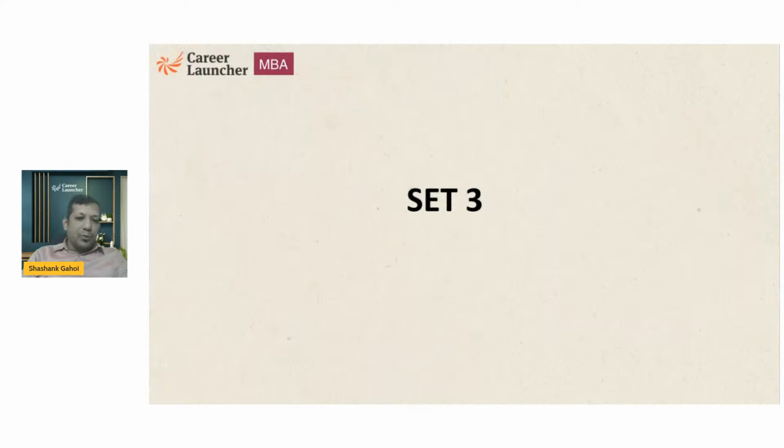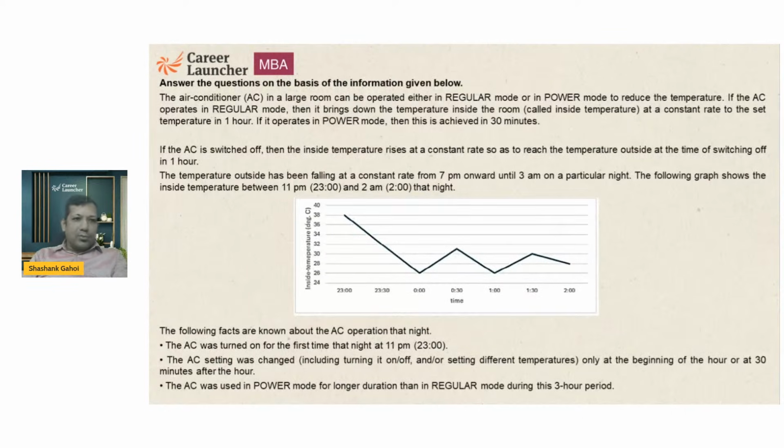Okay, now let's move on. This is the third set. In the last session, we have already done two sets. The air conditioner in a large room can be operated either in regular or in power mode to reduce the temperature. If the AC operates in regular mode, it brings down the temperature inside the room at a constant rate to the set temperature in 1 hour. If it operates in power mode, it is achieved in 30 minutes.